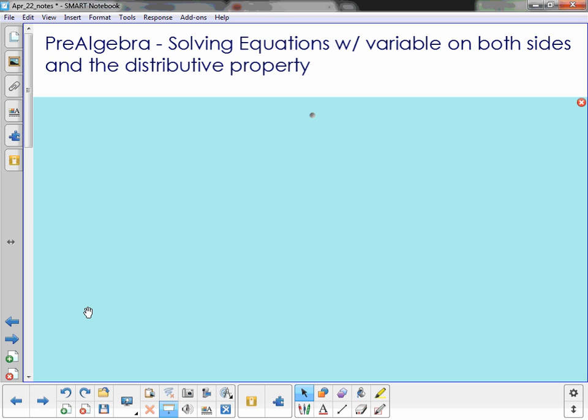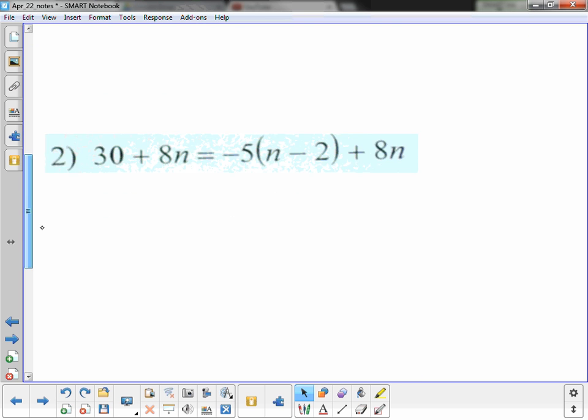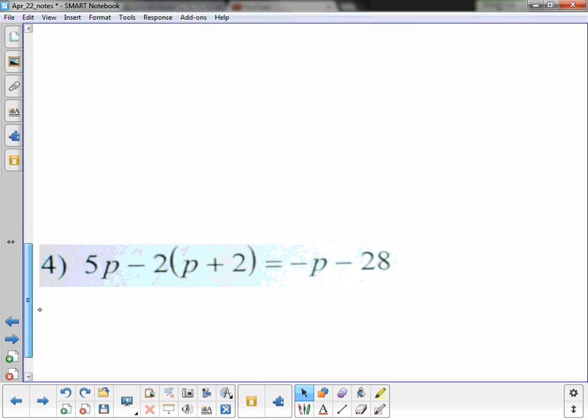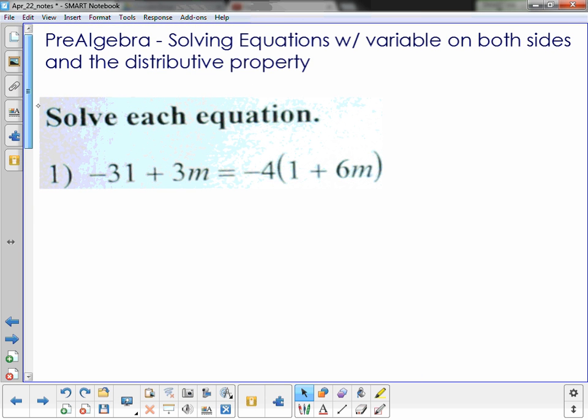So we're going to have to solve equations, and just like last time, I'm going to do some problems straight from your assignment. So let's solve each one of the equations I have here. I've got problems 1, 2, and 4. I also have 11 and 16, just so you are aware.